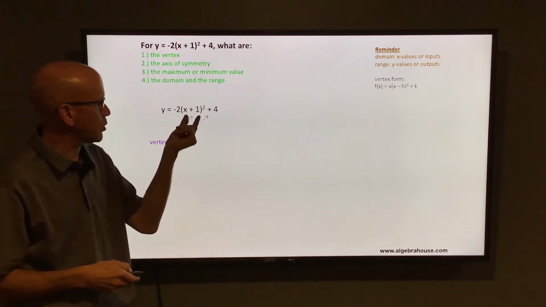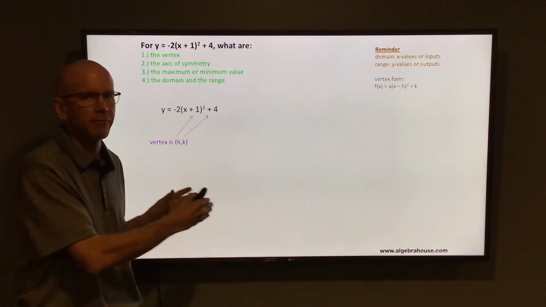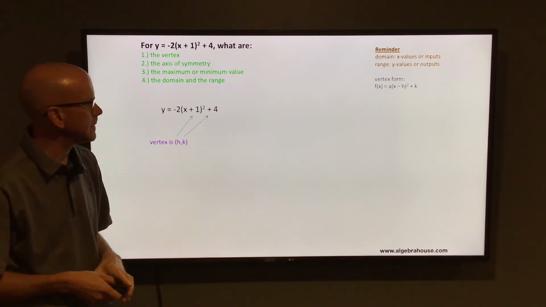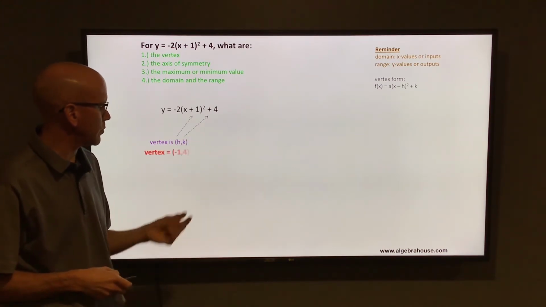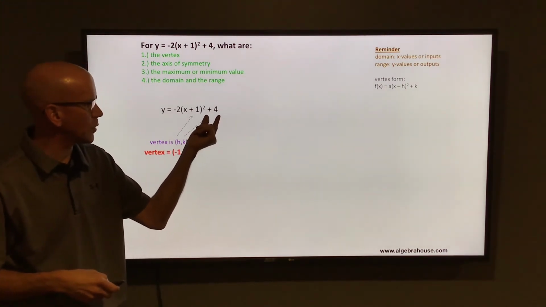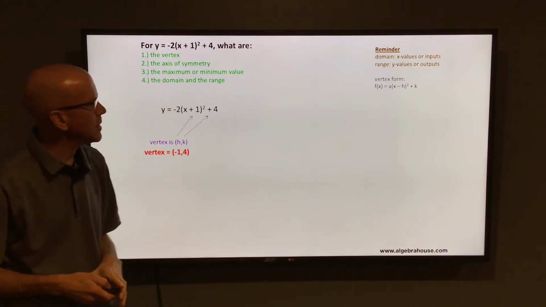Again, to make an x plus 1, it'd have to be x minus a negative 1. Or think about moving the parent function. If you add 1 to the value of x, it shifts the graph to the left 1 unit, which would put the x coordinate of the vertex at negative 1. The y coordinate of the vertex, that's easy. It's just going to be what's showing there, and that is 4. So the vertex is located at negative 1, 4.